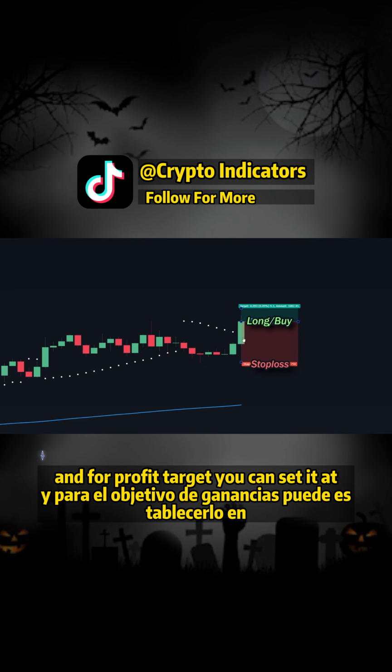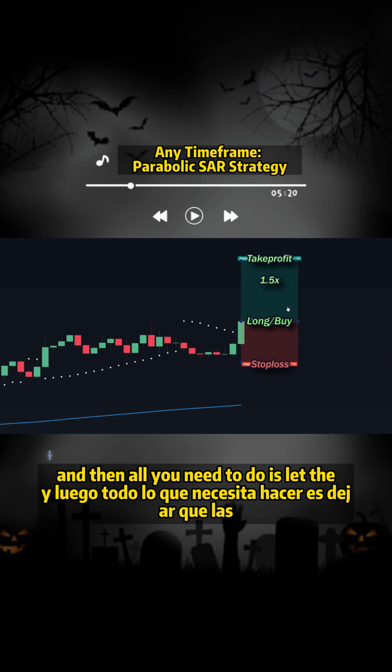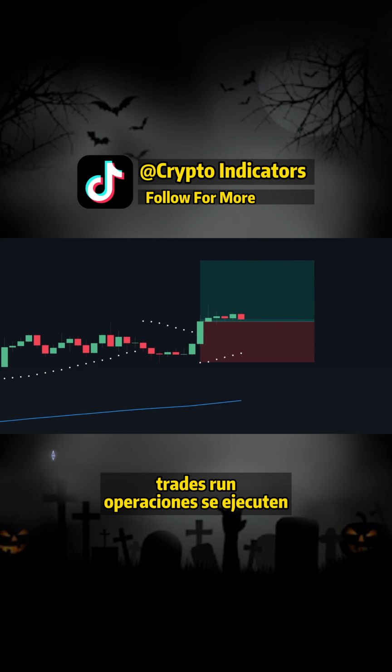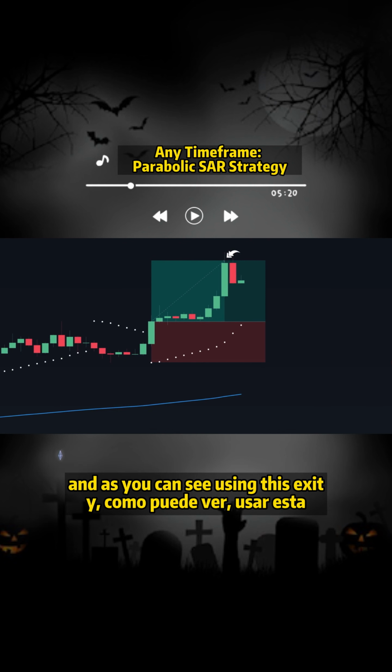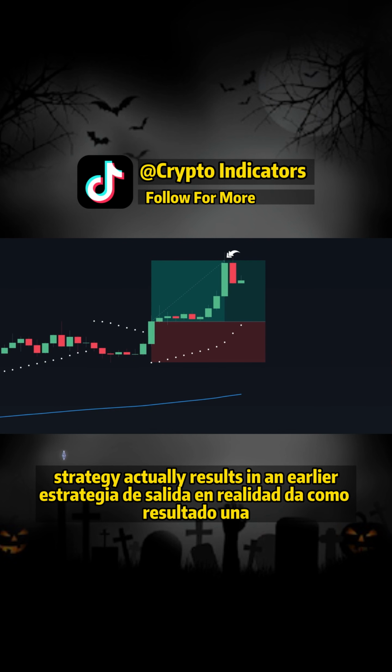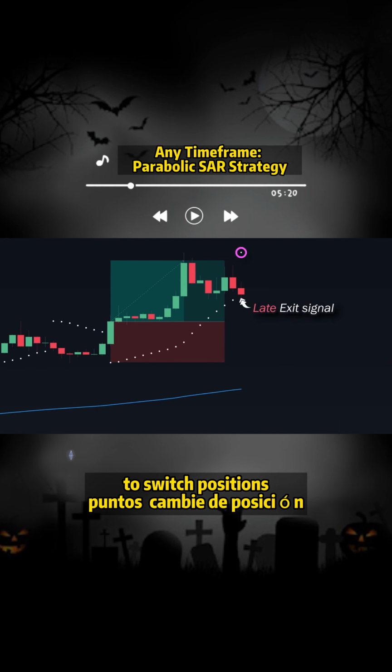And for your profit target, you can set it at 1.5 times your stop loss. And then, all you need to do is let the trades run until the price hits one of the targets. And as you can see, using this exit strategy actually results in an earlier exit signal compared to if you waited for the dot to switch positions.